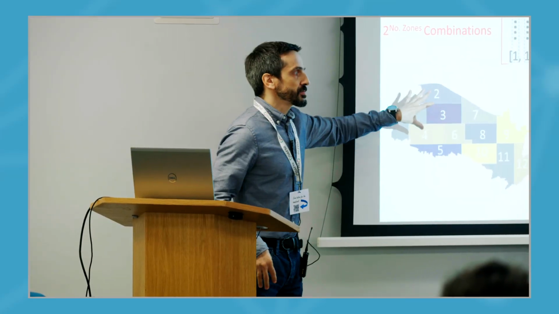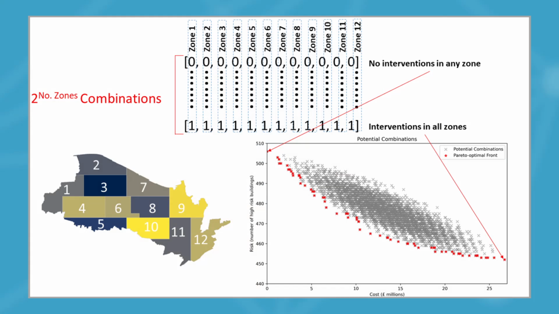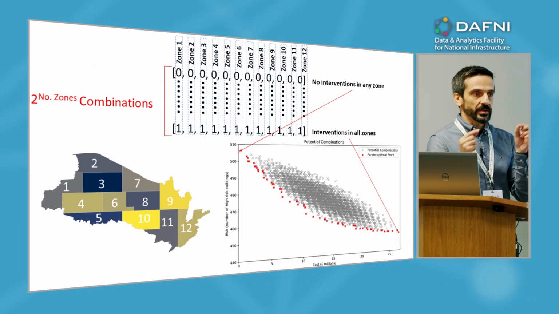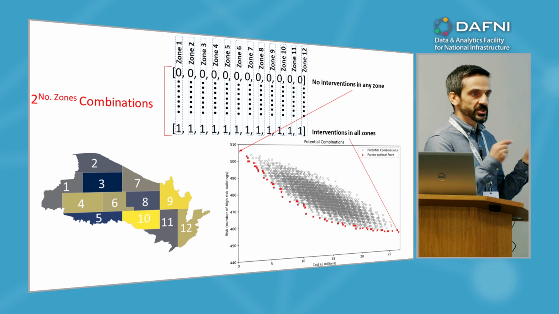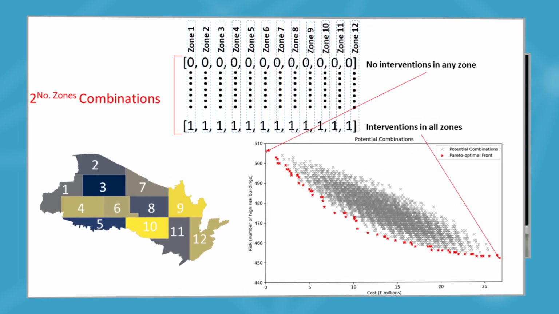So let's say that this is our urban area, and then we divide this area into 12 zones. And then we want to work out where to put permeable pavements, okay? So every solution is represented by a string, and when we have a 1, it means that we implement an intervention in the corresponding zone.